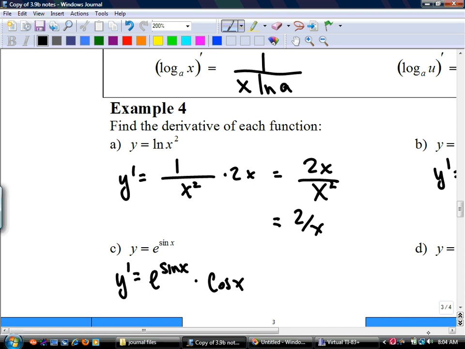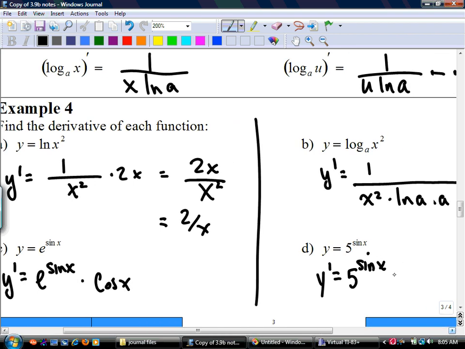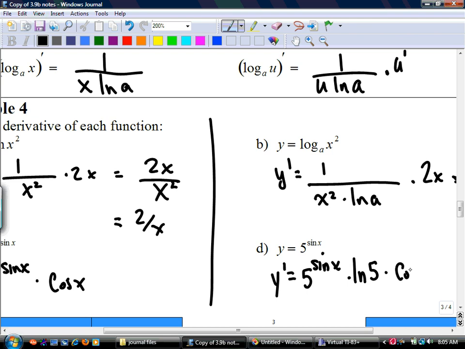D. Oh, I know why. These are the old ways, old school. The easier ones, and then over on the right, these ones are new school. So, 5 to the sine x. A to the u times ln a times u prime. A to the u, 5 to the sine x, times ln a, ln 5 times u prime, cos x.